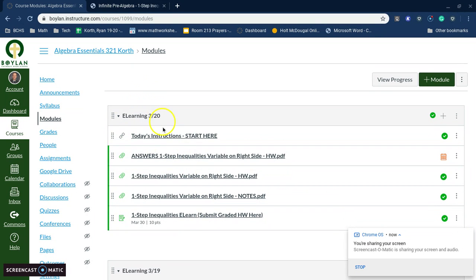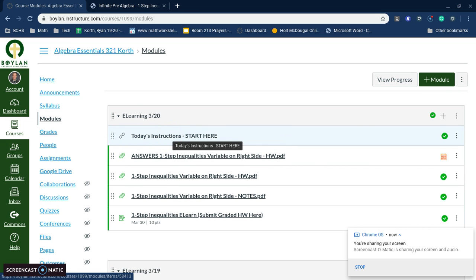Right, so here's your e-learning module that will unlock tomorrow morning. I guess if you're watching this video, it's unlocked. Today's instructions start here. I've been sending this out in an announcement every day. 3 or 4 of you out of 9 read it yesterday. So please click there, read the instructions.